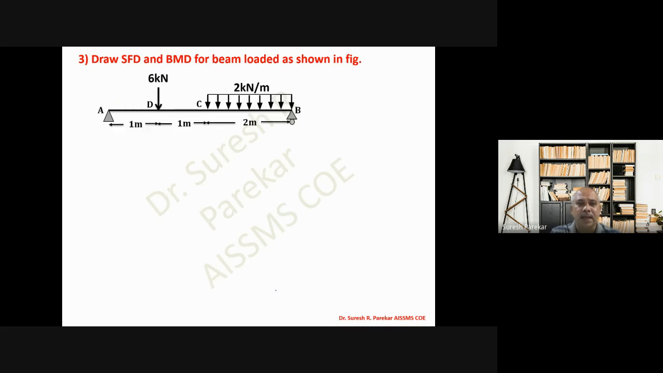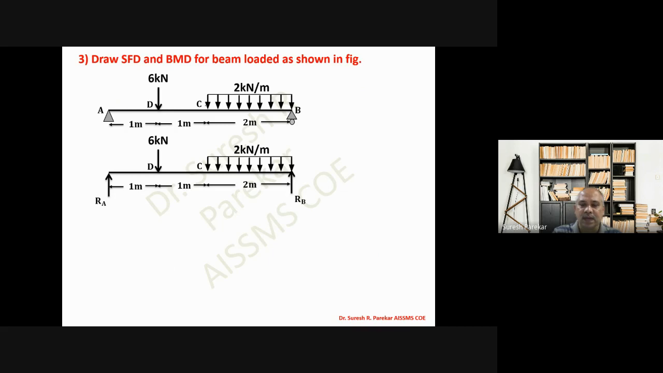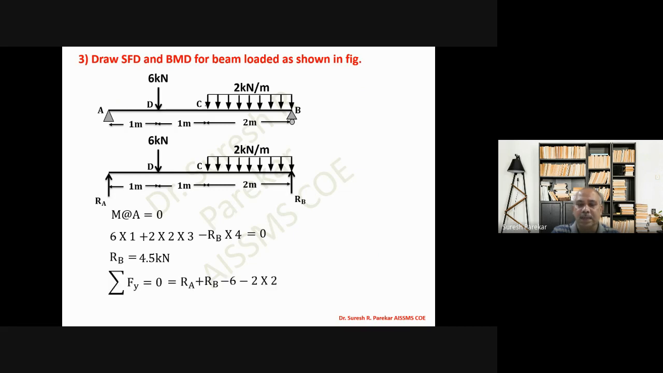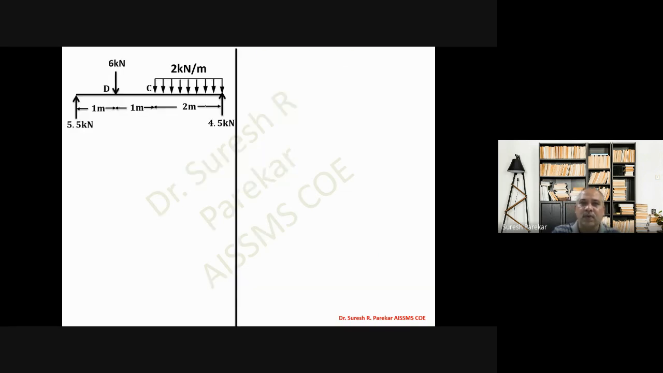Then second problem, actually we have this as third, 6 kilonewton, 2 kilonewton per meter, and we have to draw SFD and BMD. So first we will draw FBD, and we will find reactions. Moment about A 0, 6 into 1 plus 2 into 2 into 3 minus RB into 4, we will get RB 4.5 kilonewton. Fy 0, we will get RA plus RB, and that we will get RA equal to 5.5 kilonewton.